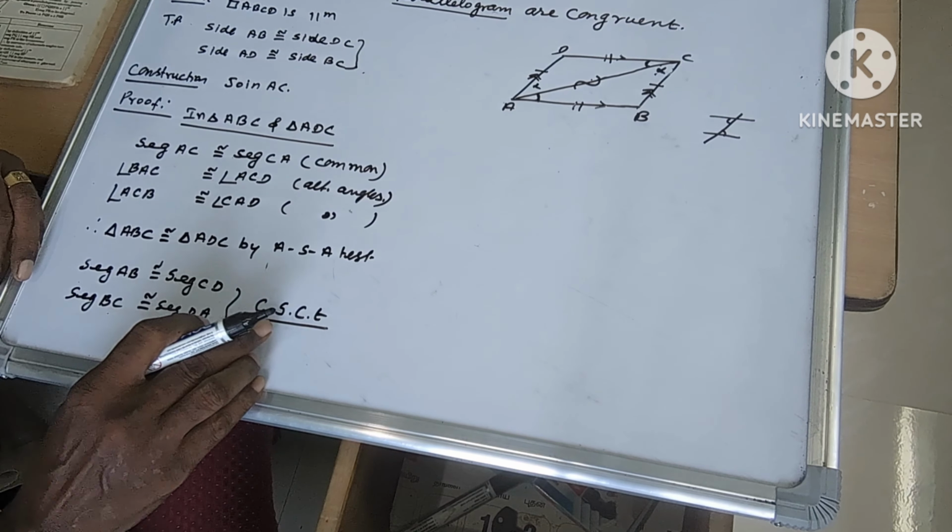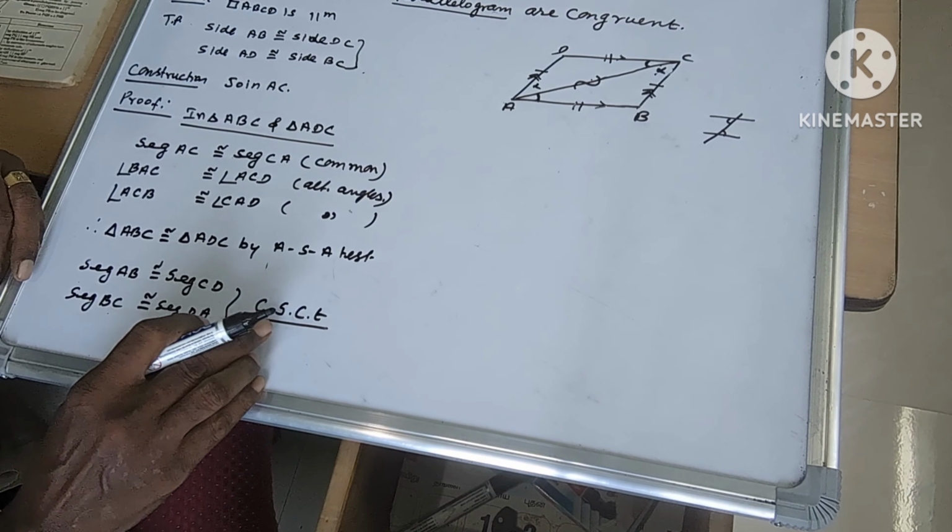So triangle ABC and triangle ADC. We prove these two triangles are congruent. To prove congruence we use some test, such as the ASA test, or the RHS hypotenuse-side test. Here these two triangles are congruent by the ASA test, angle side angle.